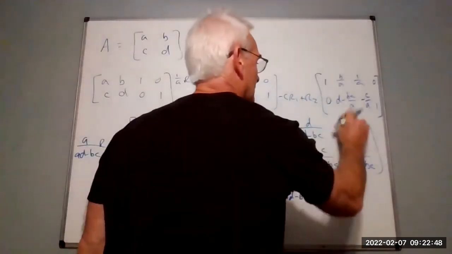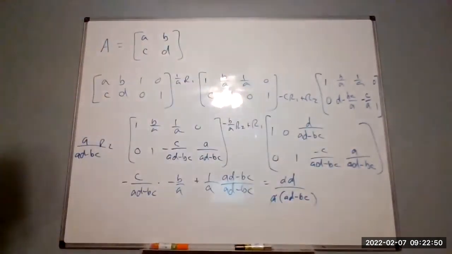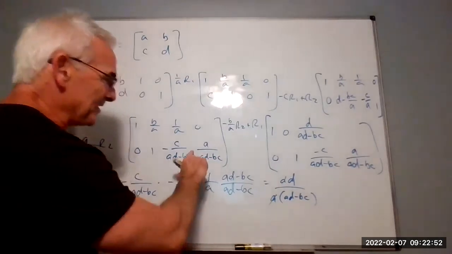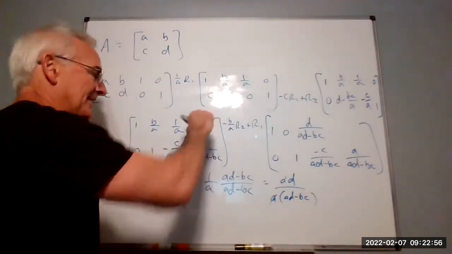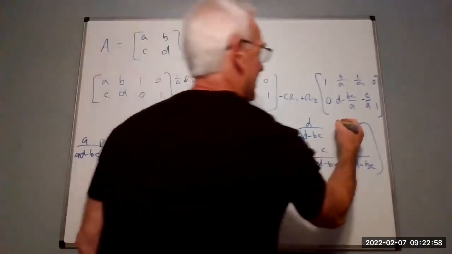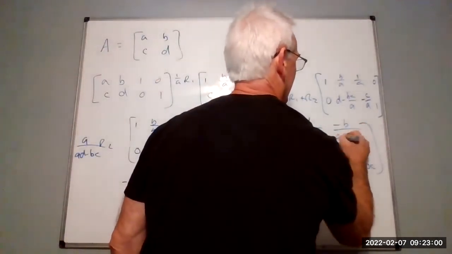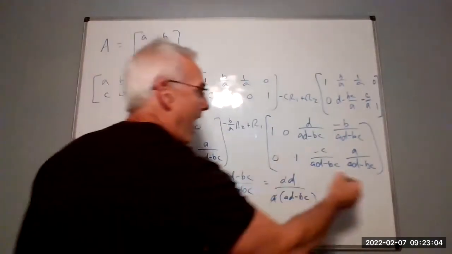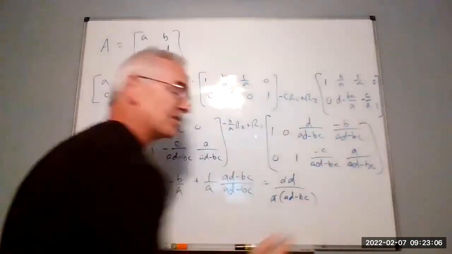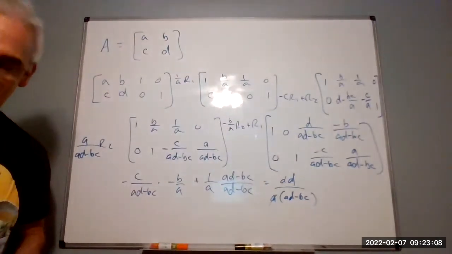Now, to save you a little bit of pain and suffering, I'm going to do the exact same thing here, but negative B over A times this, I'm adding it to 0. Oh, good. So that's just negative B over AD minus BC. And we are now finished. I have my inverse matrix sitting right here.